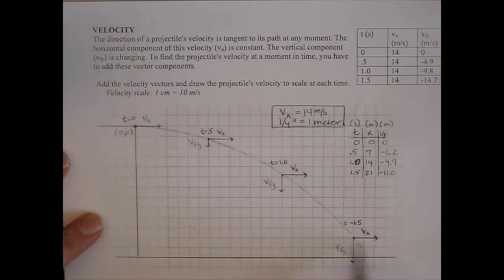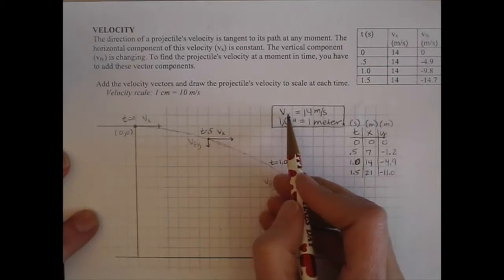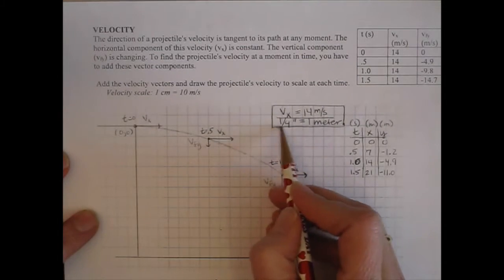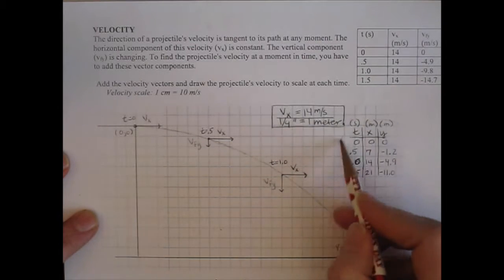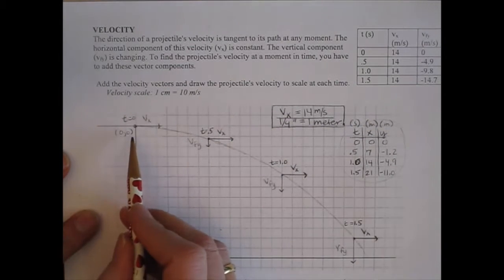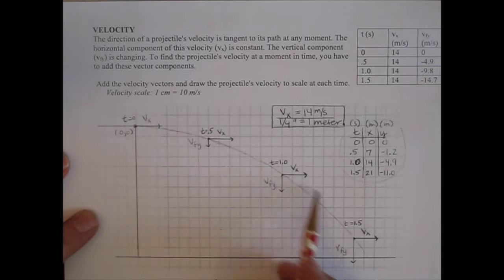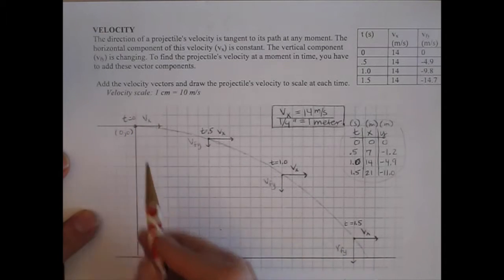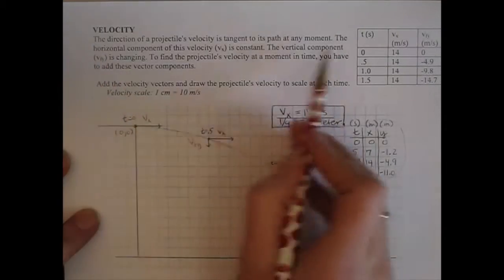This is the same picture that you had on the other side, so same horizontal velocity, same scale, same chart of positions. What I've done now, though, is I have drawn the velocity of the projectile, but I've drawn the components. So let's read what it says here.